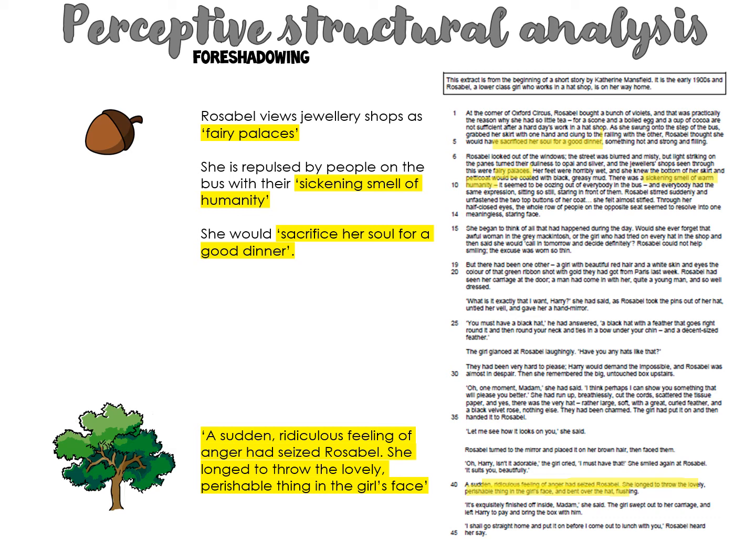So you can see on the screen here, I have used the extract, which you may have been doing in your Year 11 classes. This is from a Katherine Mansfield short story about Rosabelle. If you're not in Year 11 and you are interested, if you speak to any English teacher, they'll be able to share this text with you. And the way that I would approach looking for foreshadowing is perhaps to think about the metaphor of the acorn and the oak tree.